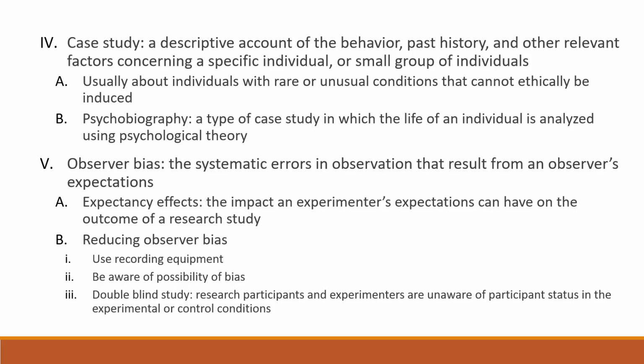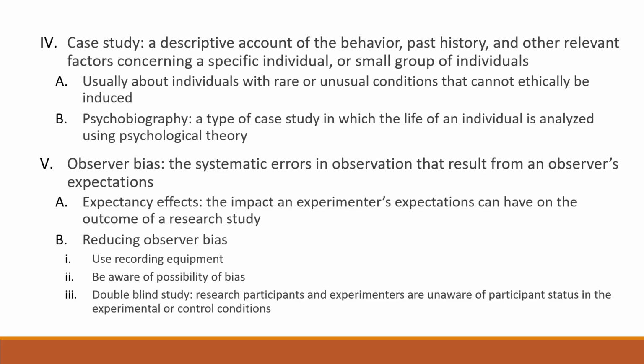So, how can we reduce observer bias? First, we can use recording equipment. If we have evidence that something has been said, we don't need to rely only on memory. It also allows us to have inter-rater reliability and see if two people interpret the situation in the same way.